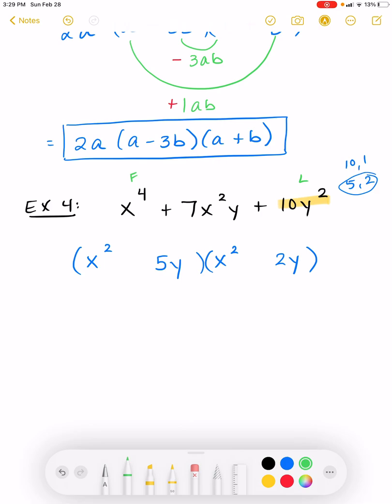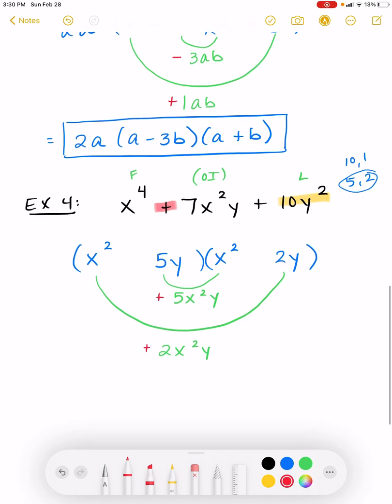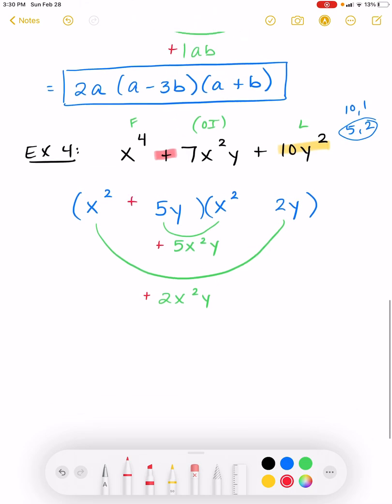Finally, I look in the middle, and now I figure out how the outer and the inner make 7x squared y. So this is 2x squared y, 5x squared y, and I think the signs are pretty easy to see. If we have a plus in the middle, then that means the bigger one needs to be a plus. Do I want to take 5x squared y plus 2x squared y or 5x squared y minus 2x squared y? To make a positive 7, we're going to add. So the signs are going to go plus, plus.